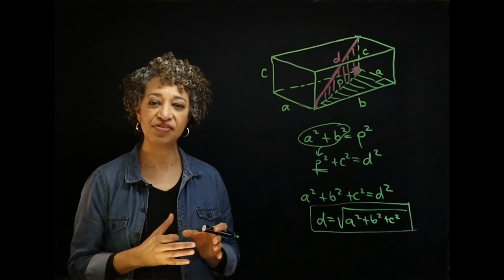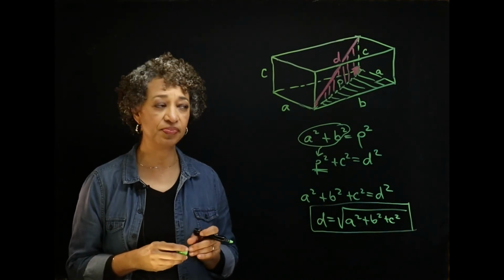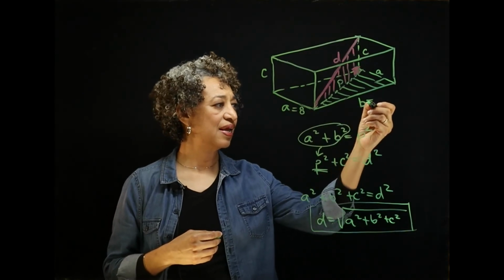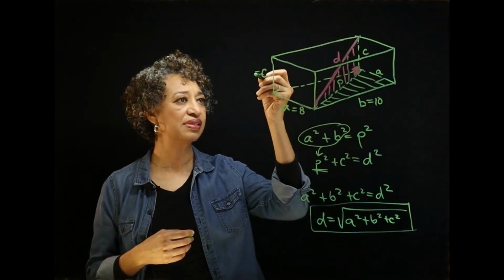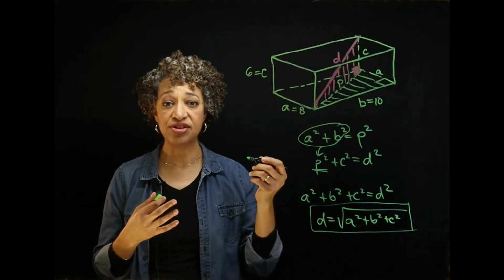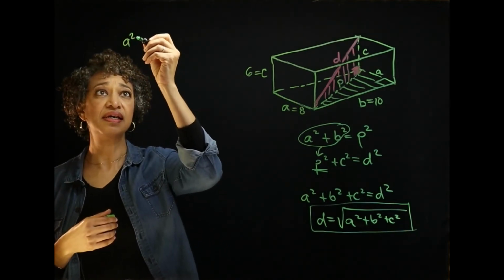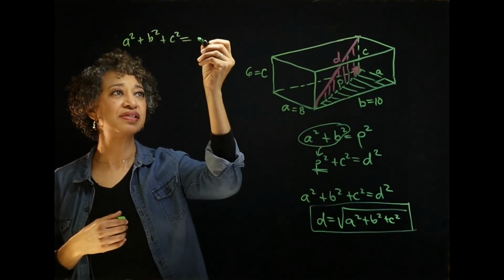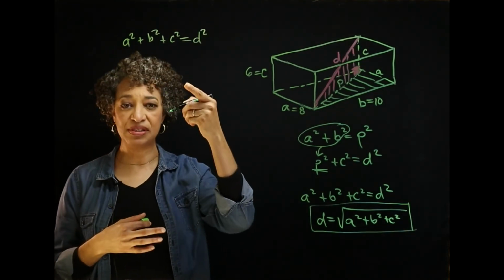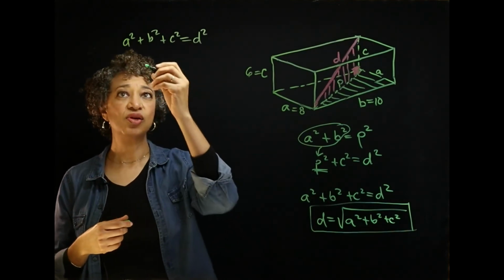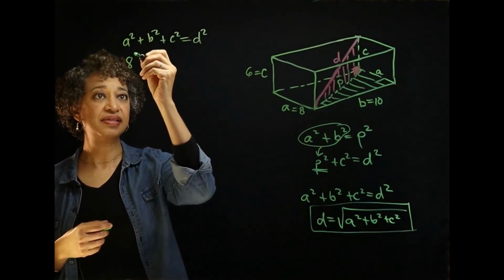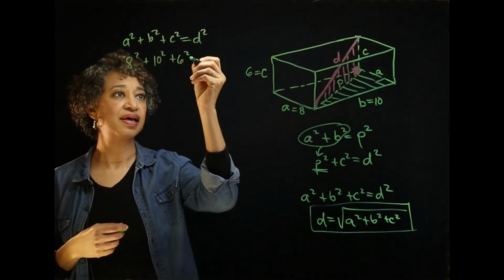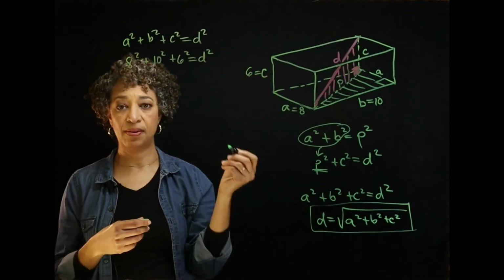Now let's see if our formula works for our original problem. I believe A was 8, B was 10, and C was 6. Now here's our formula. It is the Pythagorean theorem extended to 3 dimensions. A squared plus B squared plus C squared equals D squared. So we are plugging in our numbers: 8 and 10 and 6, and that is equal to D squared.